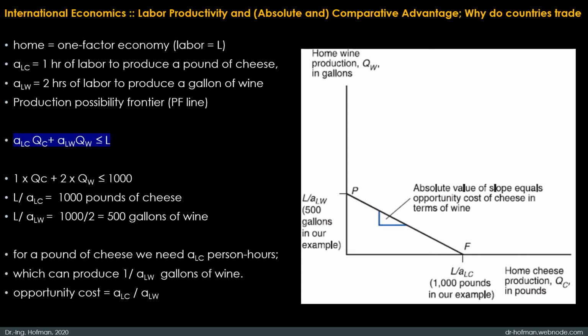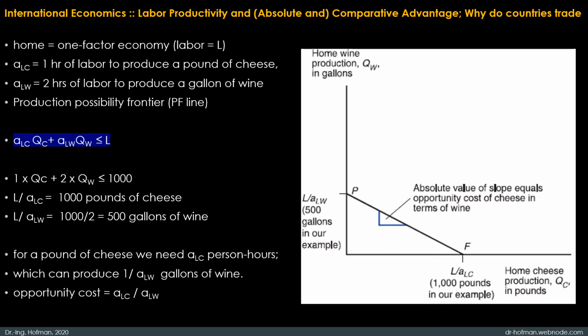And it can produce any mix of wine and cheese that lies on the straight line connecting those two extremes. When the production possibility frontier is a straight line, the opportunity cost of a pound of cheese in terms of wine is constant. As we saw in the previous lesson, this opportunity cost is defined as the number of gallons of wine the economy would have to give up in order to produce an extra pound of cheese.